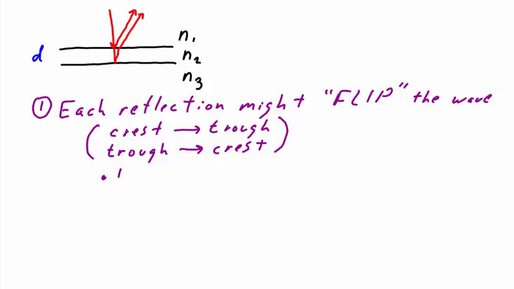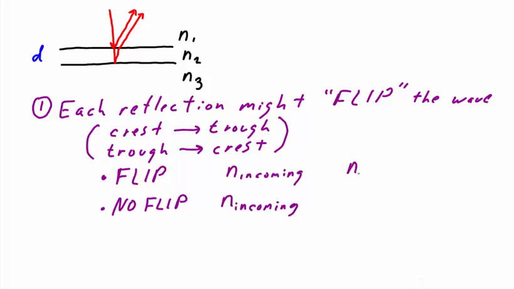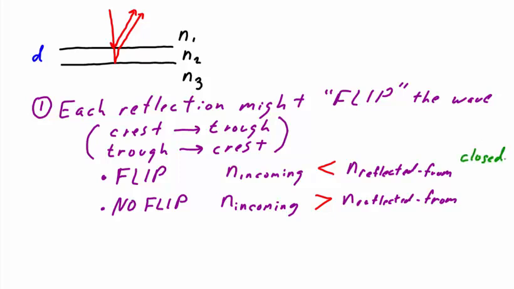We figure out whether we have the case of flip or no flip under reflection by examining the index of refraction of two different media. One is the index of refraction on the incoming side, and the other is the index of refraction of the medium that we are reflected from. We generate a flip whenever the incoming medium has the lower index of refraction, and we don't flip when the incoming medium has the higher index of refraction. I find it convenient to remember what happened with musical instruments, where musical instruments had either closed or open ends, and we can make the analogy that the closed end is when the reflected medium has a larger index of refraction, and an open end is when the reflected medium has the smaller index of refraction.